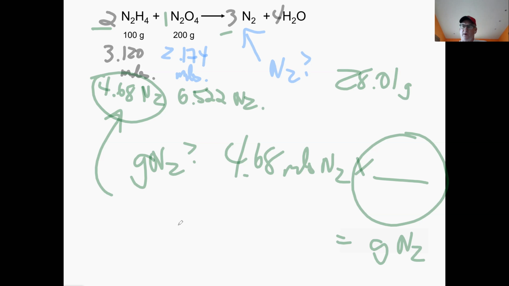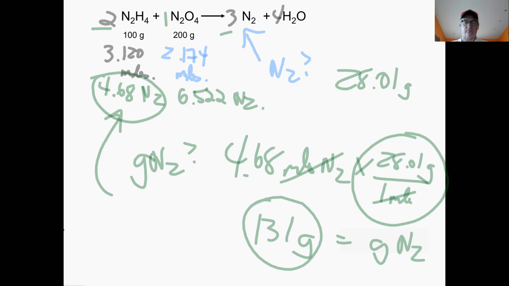So where do we put grams and where do we put moles? Grams per mole, grams above. So it cancels my moles. I get grams. How many grams do I get? How many significant figures was it? 3. It's 131 grams. So we did that part together.